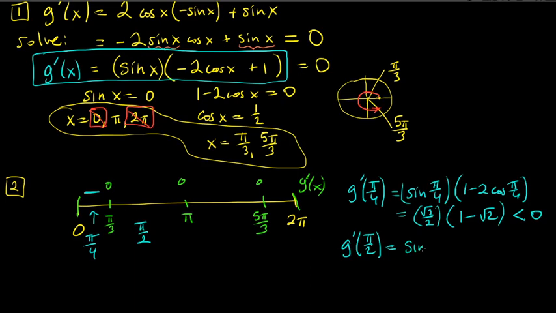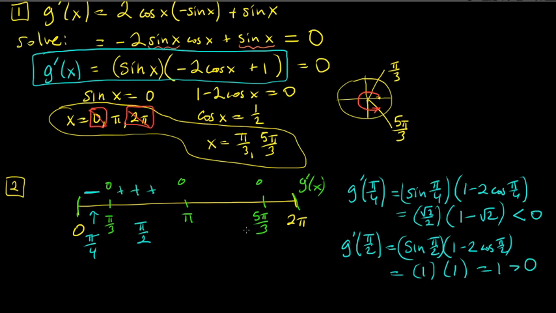So what do we get? We get sine of pi over 2 times 1 minus 2 times the cosine of pi over 2. Sine of pi over 2 is 1. Cosine of pi over 2 is 0, so 1 minus 0 is 1, so we just get 1. And 1 is definitely positive. So here it's going to be positive.